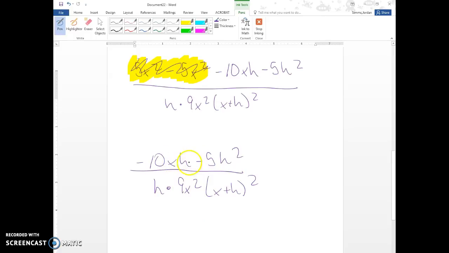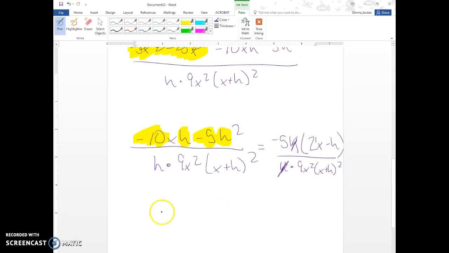Well, let's factor out something because we have a common term here. We have h, and we have h, and we have negative 10 and negative 5. So we can factor out those common terms from the numerator. Let's factor out negative 5h. That's going to give me 2x minus h. And again, I'll just rewrite the denominator. Why did I do that? Well, just because I want to cancel the h's here and here. So that's gone away, and we'll leave everything in factored form.